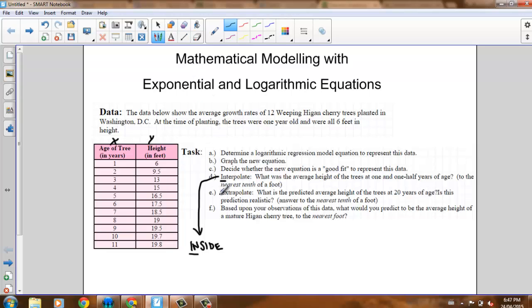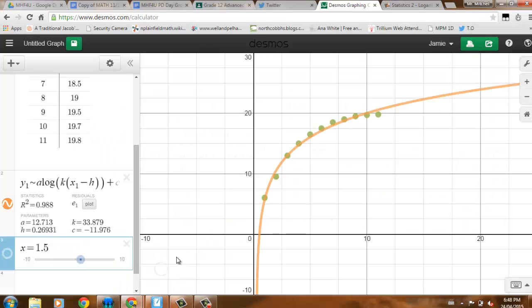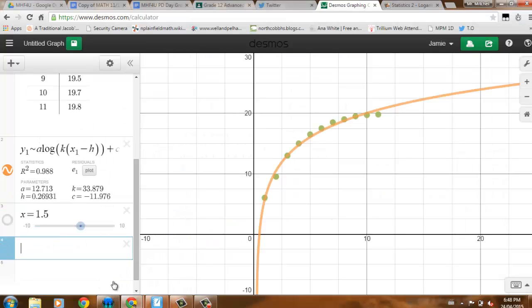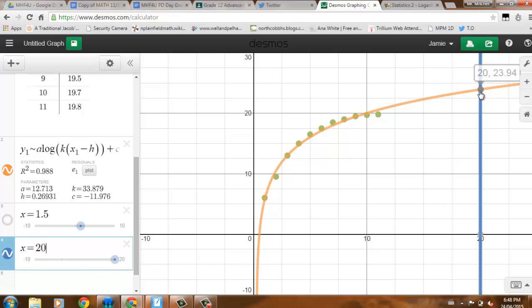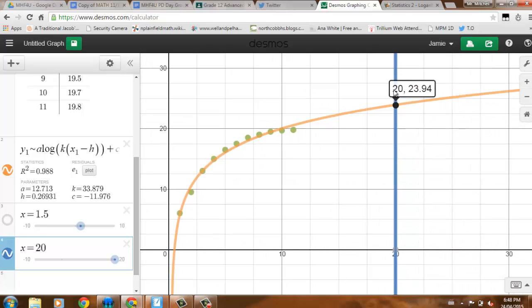Extrapolating means to find information that is outside of the set of data. So we're extrapolating, we're predicting the height of the tree when it's 20 years old. Back to Desmos, and this time I'll type in a value of x equals 20 years, and Desmos is telling me that at 20 years the tree's about 23 feet tall.